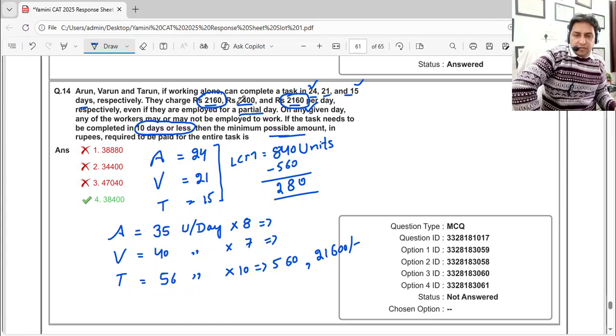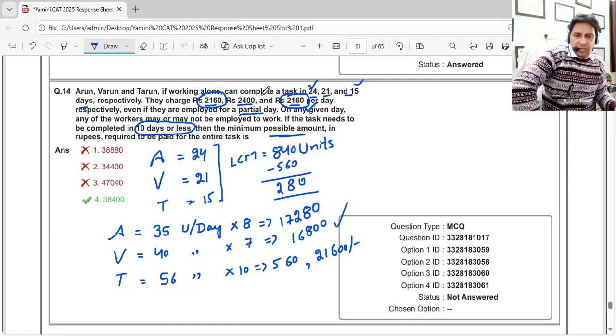I get 35 into 8. So he's going to get 2160 into 8: 8 into 6, 48, 8 into 1, 8, and 4, 12, 2, 1 remainder, that is 17280. And if he takes 7 into 0, 0, 7 into 0, 0, 7 into 4, 28, 2 remainder, 16800.